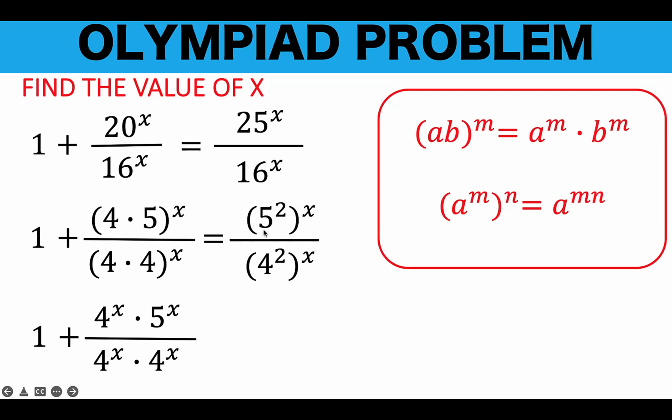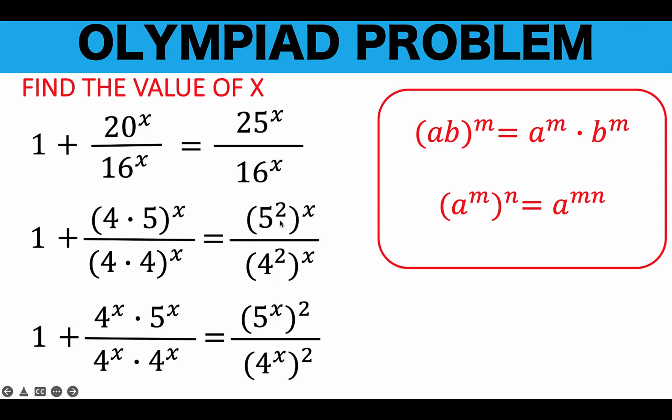Now for the right side, the form of this is exactly the same as this second property here. When you have a raised to m all raised to n, we can just copy the base and multiply the exponents m times n. But since multiplication is commutative, we can also interchange the order of m times n to become n times m. And so, these two exponents here, m and n, can also be interchanged. That is what we are going to do in this right side. We are going to write 5 squared raised to x as 5 raised to x raised to the second, and do the same thing for the denominator.